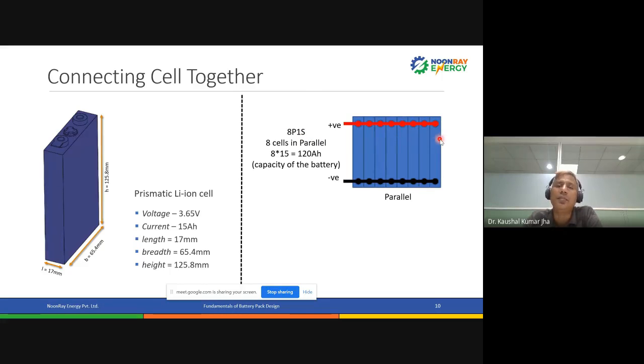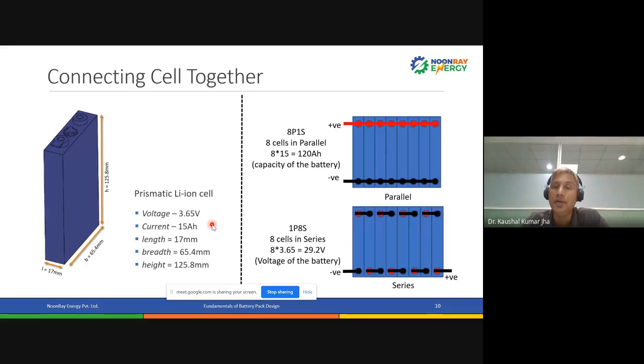8 cells are in parallel. So what would be the voltage? The voltage would be 3.65 because all cells are in parallel. But what would be the current capacity? Since 8 cells are in parallel, and each cell is 15 Ah, it becomes 120 Ah. So what would be the energy? 120 into 3.65 is the energy.